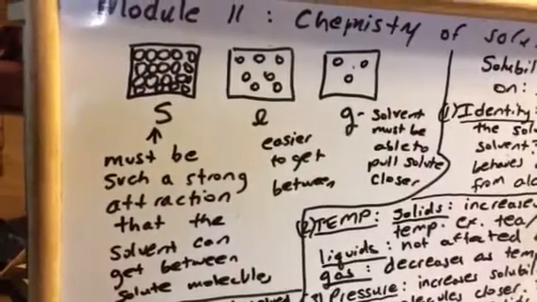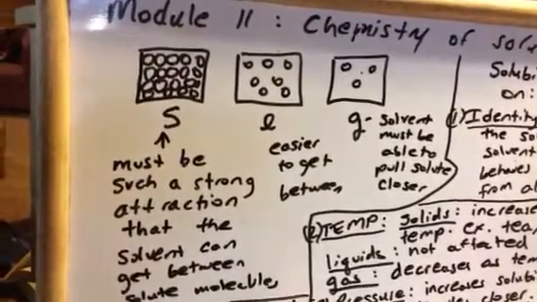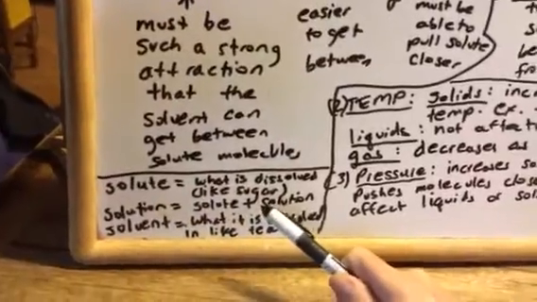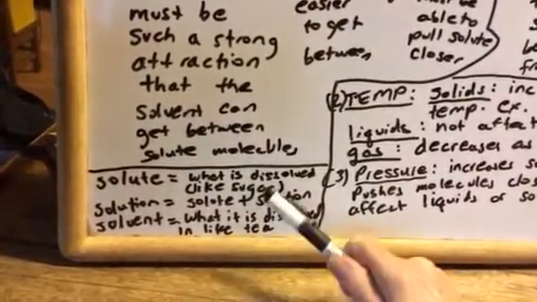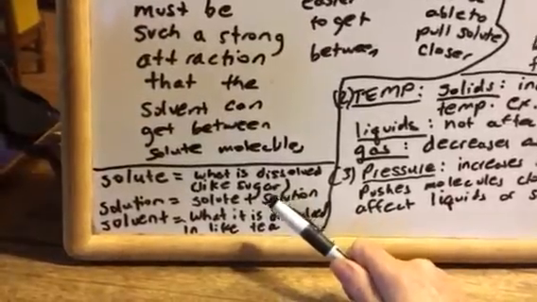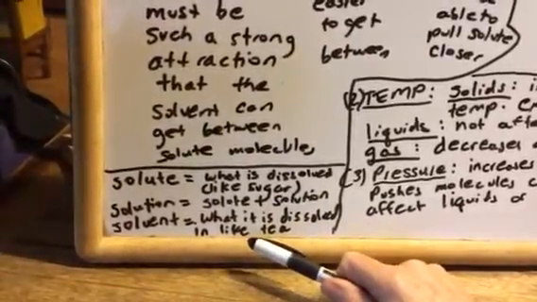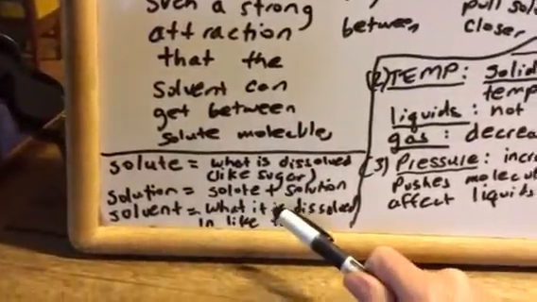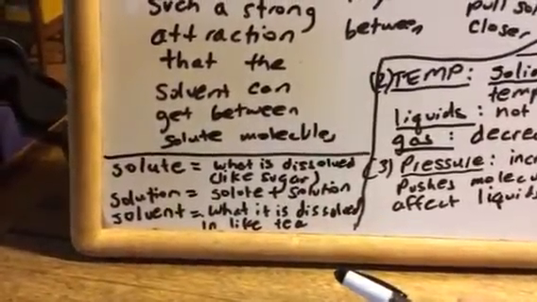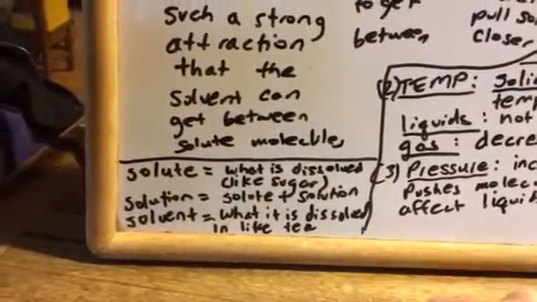So let's talk about some examples of that. First of all, let's say you have a solute, and that's what you're dissolving in, like sugar dissolved into tea. In that situation, your sugar is your solute, your tea is your solvent, and the solution is the solute and the solvent together. Okay, that's the solution.